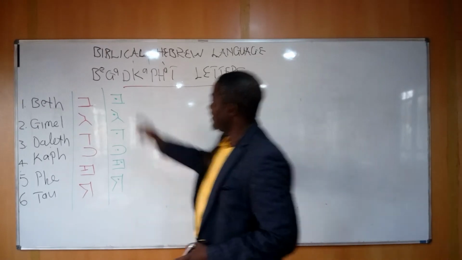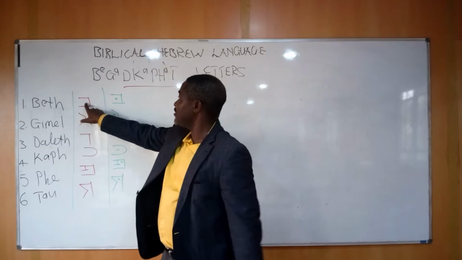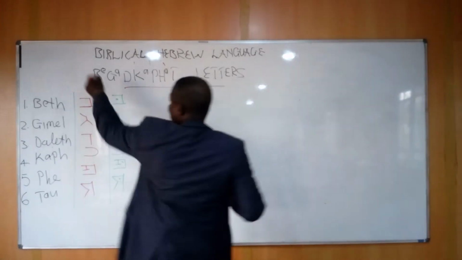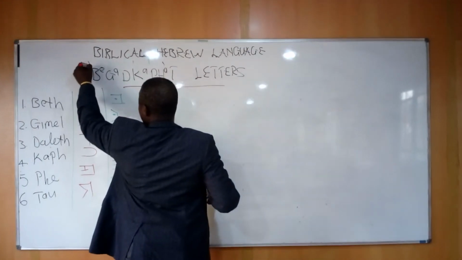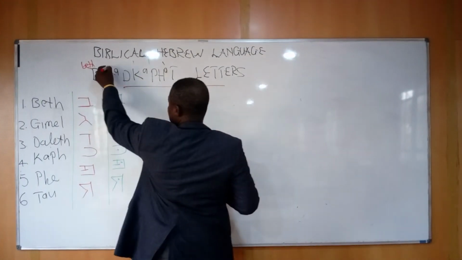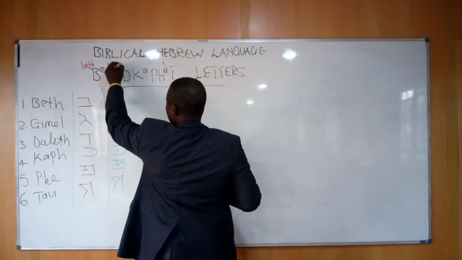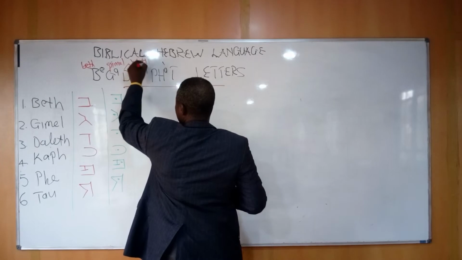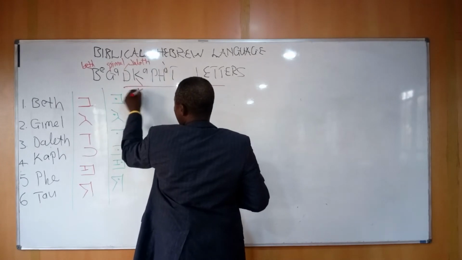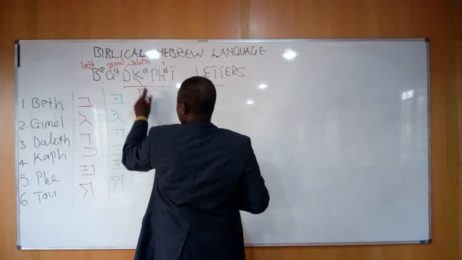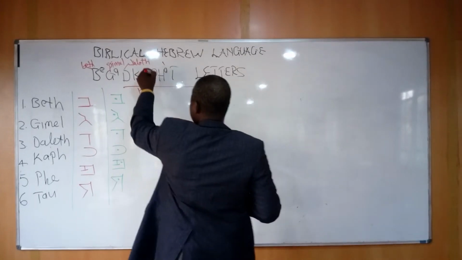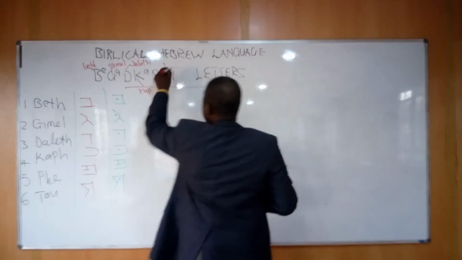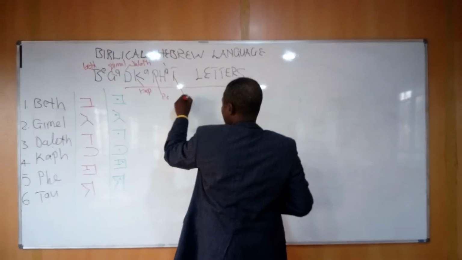The first letter there is the bet that you have here. The B stands for bet. The G stands for Gimel. The D stands for Dalet. The K stands for Kaf. The P stands for Pay. And the T stands for Tav.